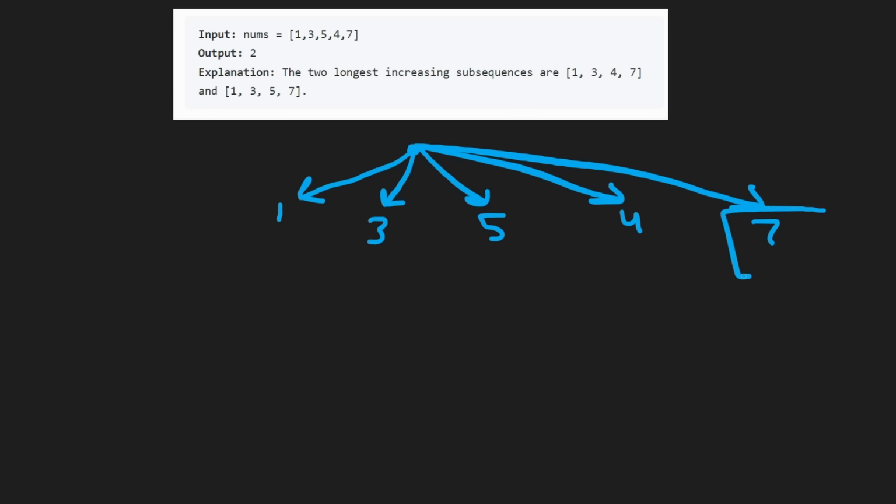So in this case, this is the terminal case. If we start with 7, the longest increasing subsequence we can create is just 7 itself. There's no other elements that come after it. So this is the LIS starting at 7.